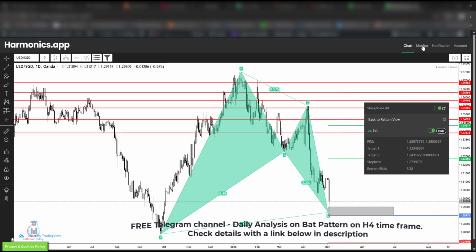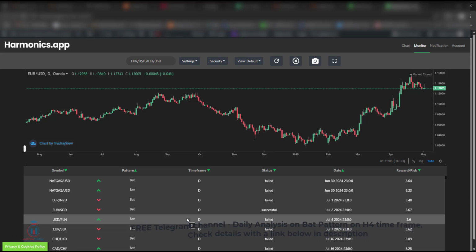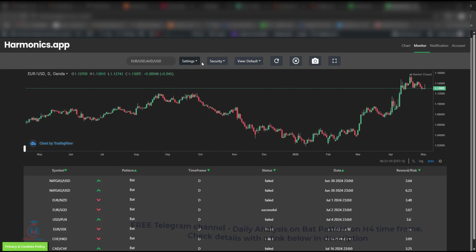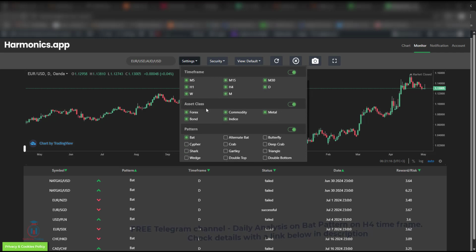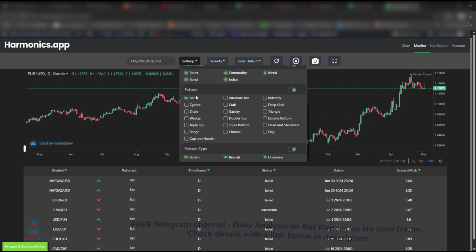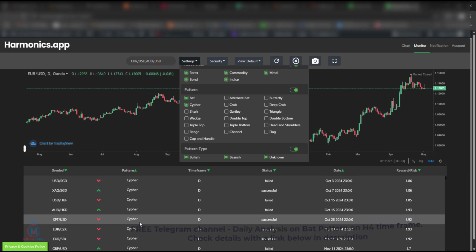Then you have here a monitor which shows you a table with the details for all the symbols and the patterns that you have selected inside the filters. Here is the drop down menu where you can define which time frame you would like, which asset classes and which patterns. I have selected only the Bat pattern, but if you click one of these you will see that it will be populated below altogether.